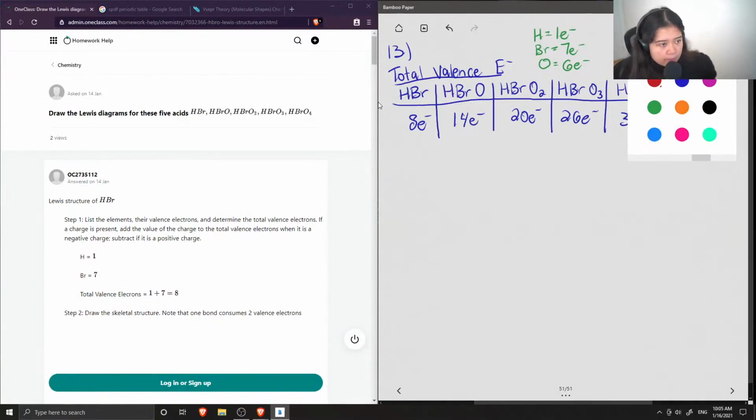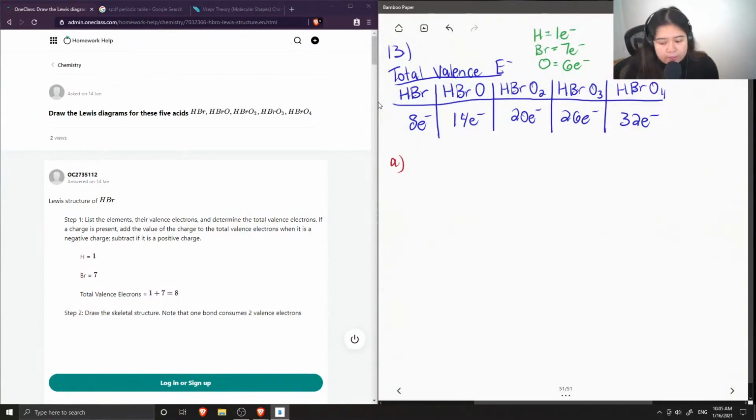Okay, so now let's just start to draw them. So HBr, there's 8 valence electrons. So it's pretty straightforward. We just need to do a single bonded hydrogen with a bromine. And then we can show all of the lone pairs on the bromine. And we have our total of 8.